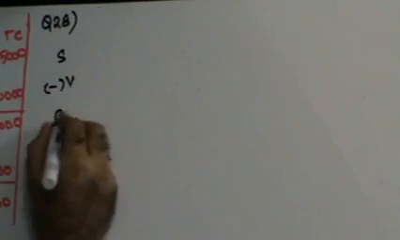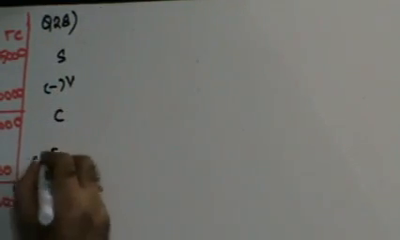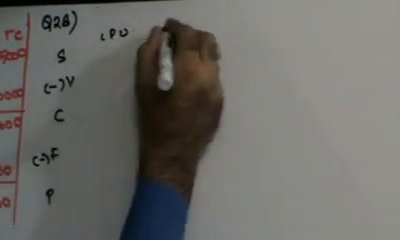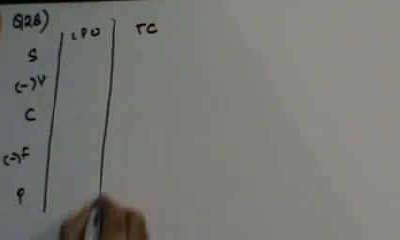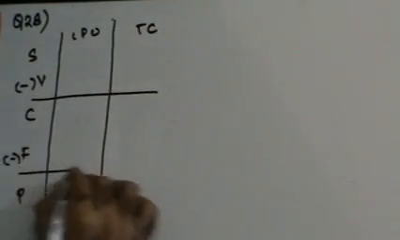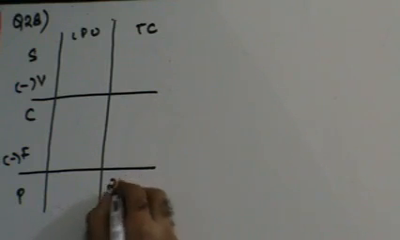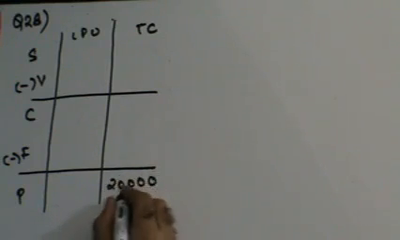Question 28. Sales, variable cost, contribution, fixed cost, profit. CPU, PC. Let's see this. Calculate the PV and fixed expenses, if margin of safety is 80,000, profit is 20,000 and sales is 3 lakhs. They've given you profit is 20,000 and they've also given you that sales is 3 lakhs.